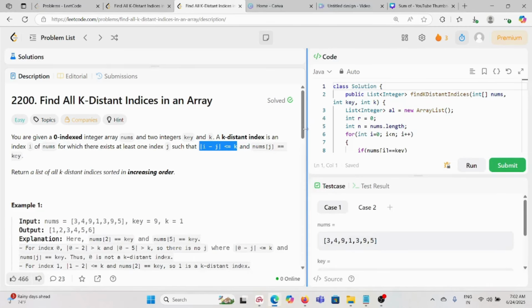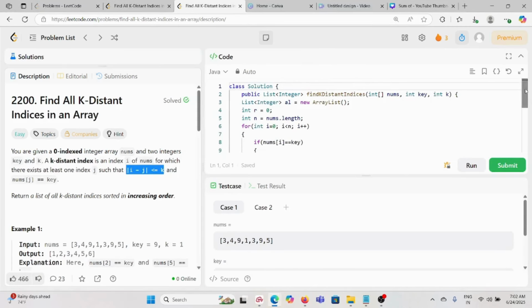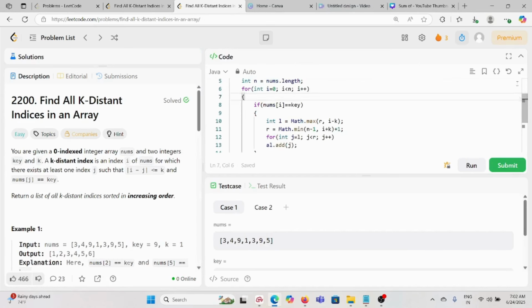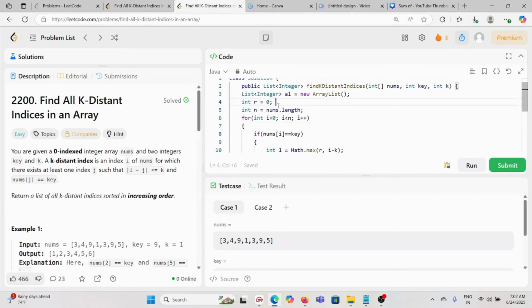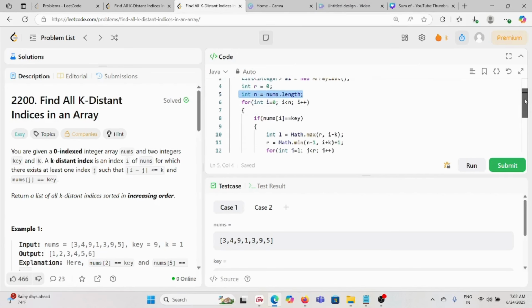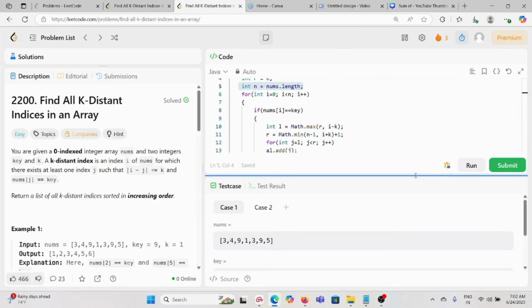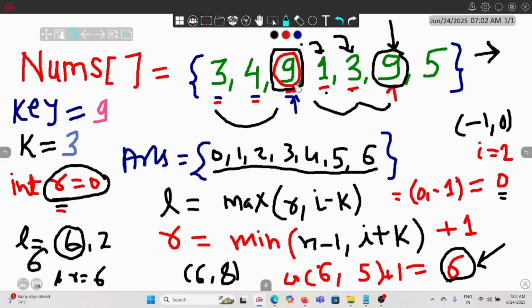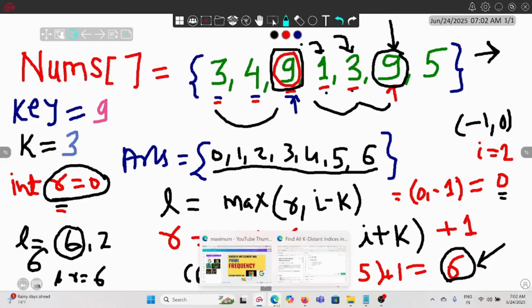So see here what I'm doing. First of all, I have created an array list where we would park our values, and I have initially created R equal to 0, and n is the length of nums. Now we are starting from 0 till n. Whenever we find a key, nums[i] equal to key, just like we found here nums[i] equal to 9, because key is our 9.